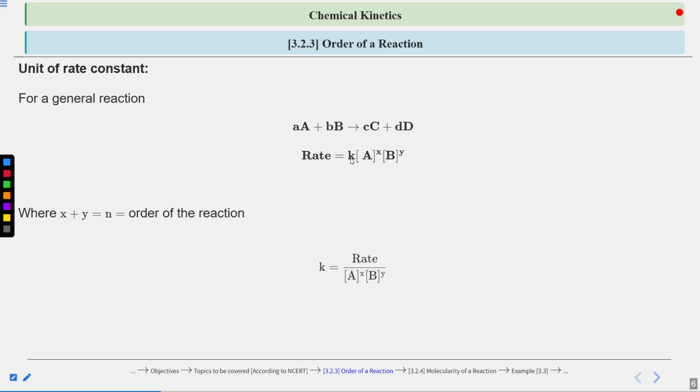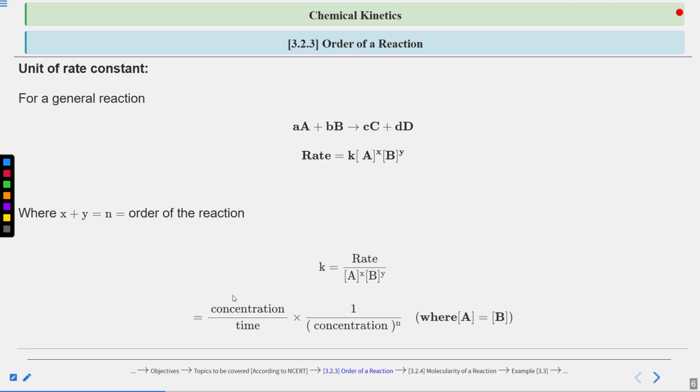So that means k is given as rate divided by the concentration of A to the power x multiplied by the concentration of B to the power y. So this is the k representation in terms of rate and the concentration of the reactants, right? We just interchange some terms from the left-hand side to the right-hand side, and we can determine the k value. So the concentrations of A and B will go into the denominator of the rate on the left-hand side. That's why we have written this equation.